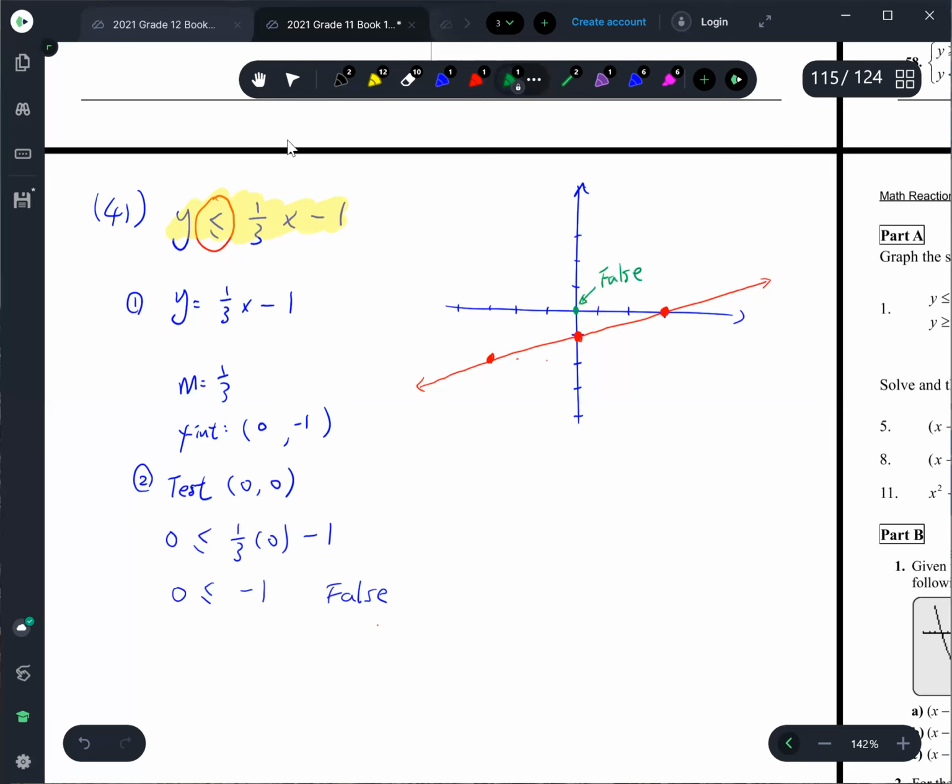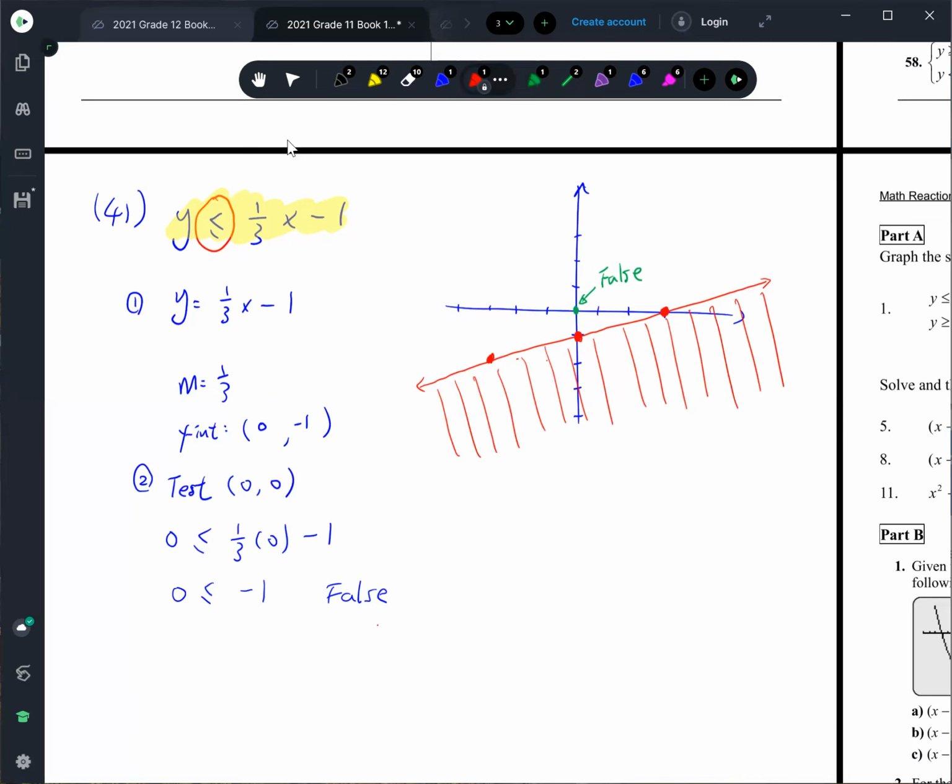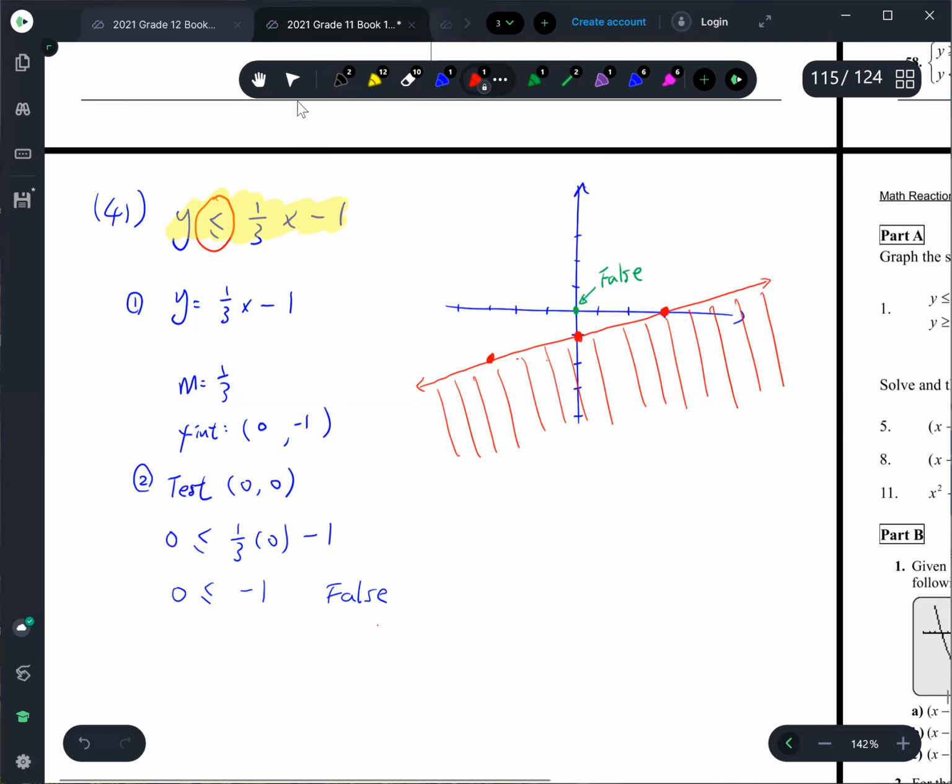So that means everything on the same side is false. So you have to shade the true side. The other side is the true side. So you shade this side. Got it? Always shade the true side, right? If the 0, 0 you plug in is true, then you shade the side that has the 0, 0. So like the true side, basically. The green side, the true side.